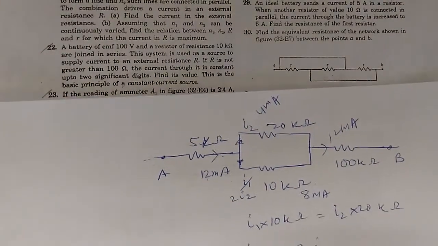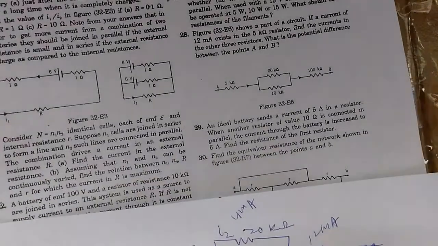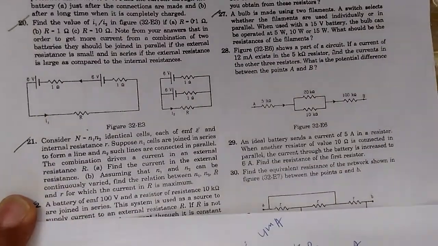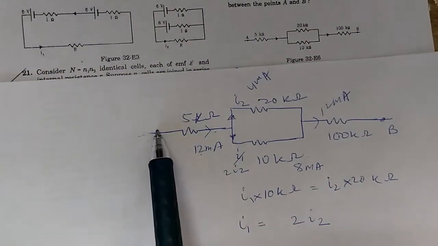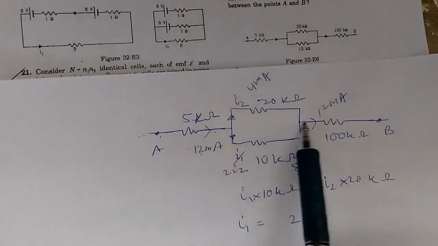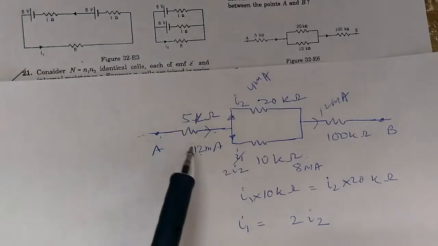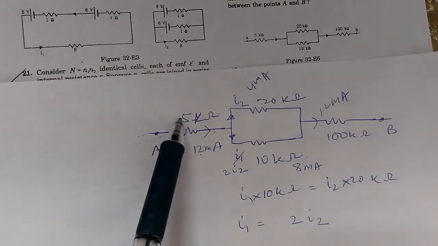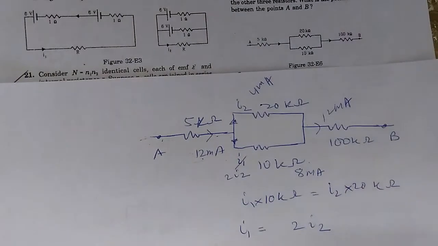So the next question is, you find the potential difference between A and B. The voltage here has to be higher and this voltage has to be lower. That is the only way the current can flow through this. The voltage difference between here and here will be 12 milliampere multiplied by 5 kilo ohm. Kilo and milli cancel, so we have 60 volts here.